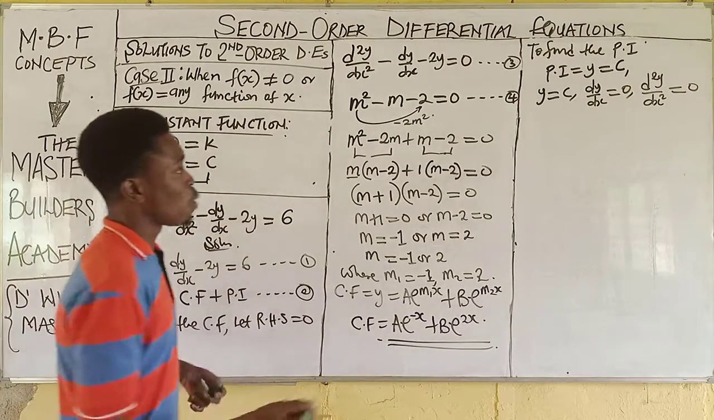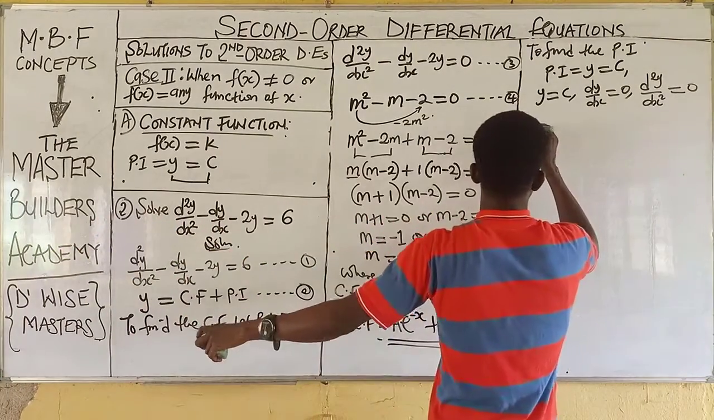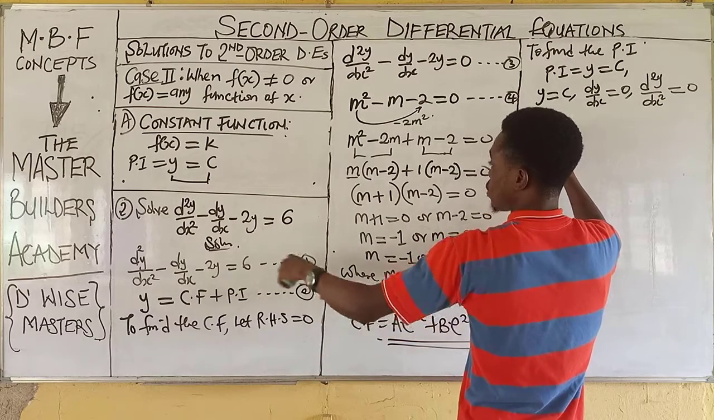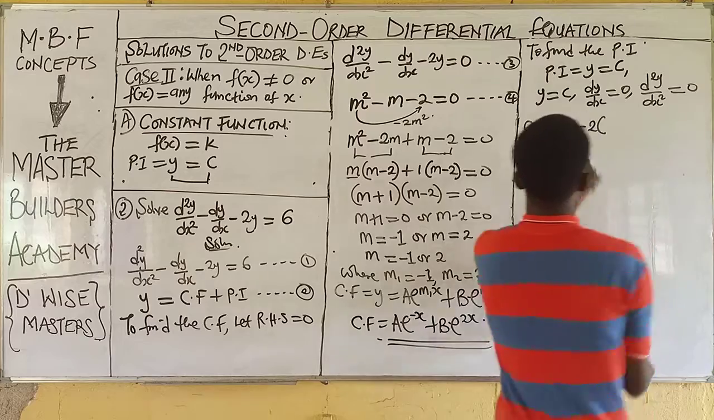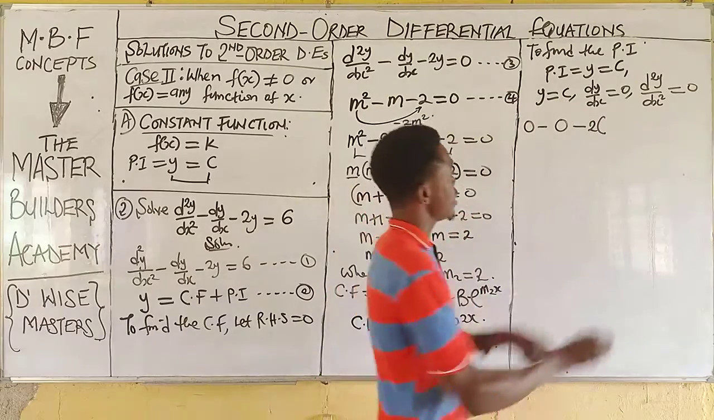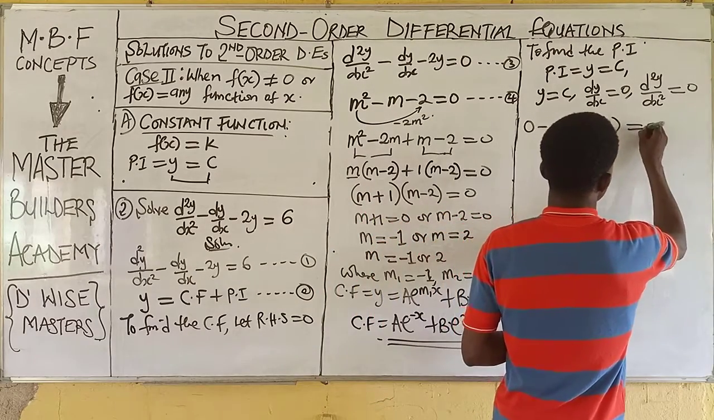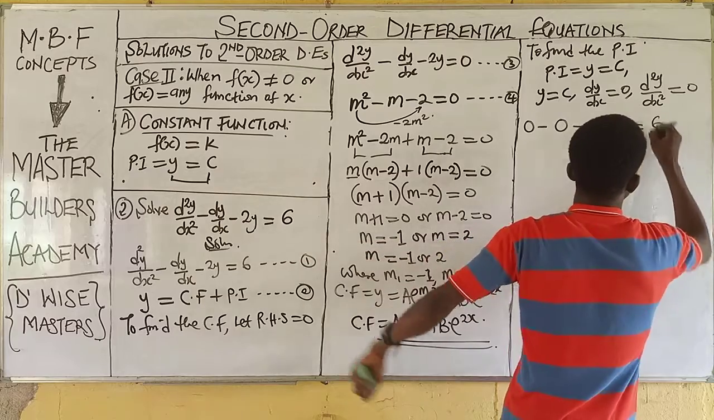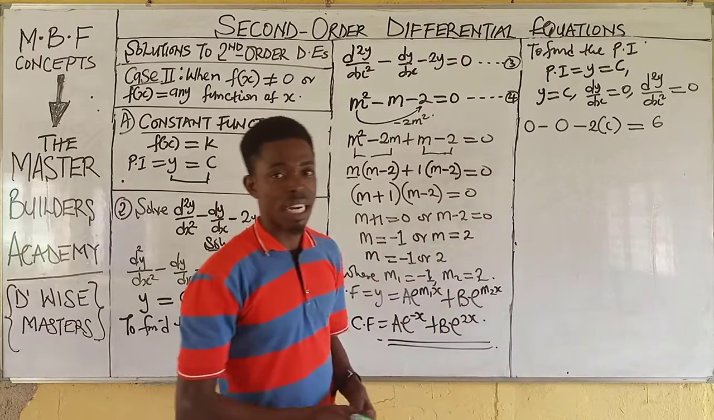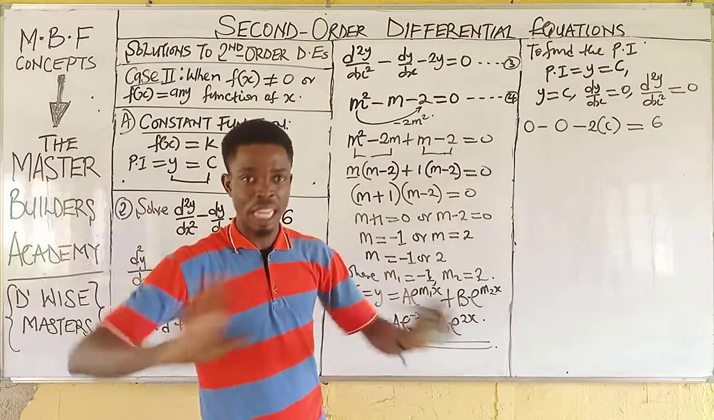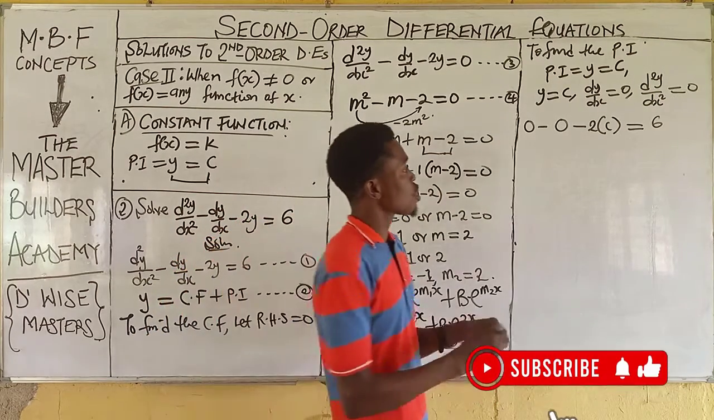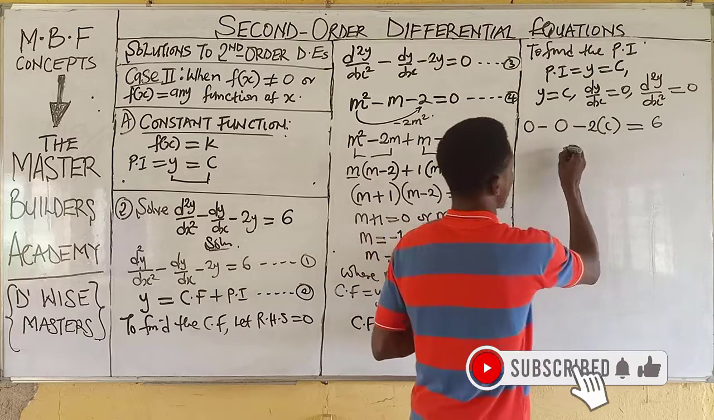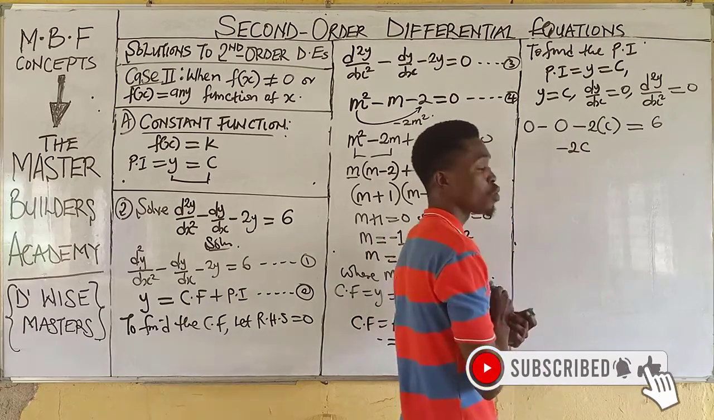Now that we have gotten that, all we just need to do is to come to equation 1 and input those values. Now, when we substitute into equation 1, the first value there is 0, minus 0, then minus 2 multiplied by what is y? y is c. Then equal to the right hand side of the equation, which is 6. Guys, this thing is very simple. It's just an understanding that you need. Understanding, that's what you need.